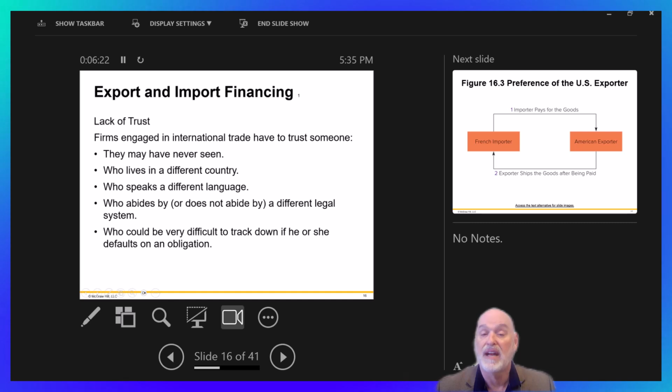Export and import financing. Well, there is a lack of trust. Firms engaged in international trade have to trust somebody. They may have never seen them, they live in a different country, they speak a different language, and also they abide by a different legal system. Who could be very difficult to track down if he or she defaults on an obligation.